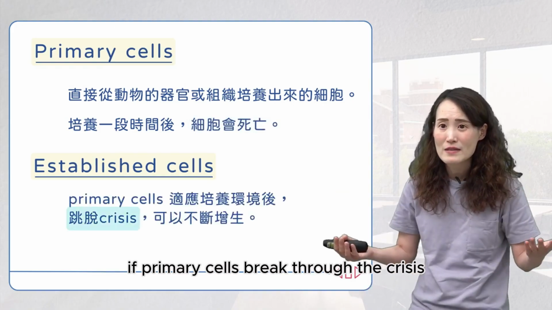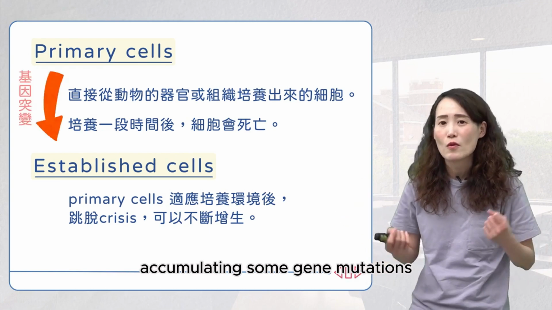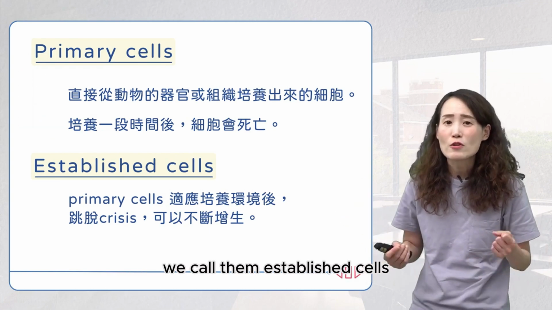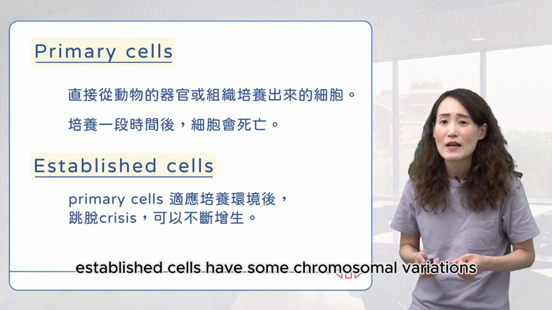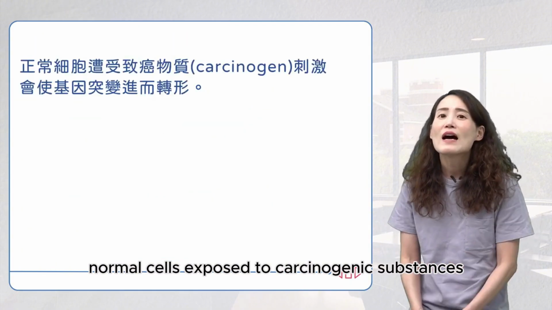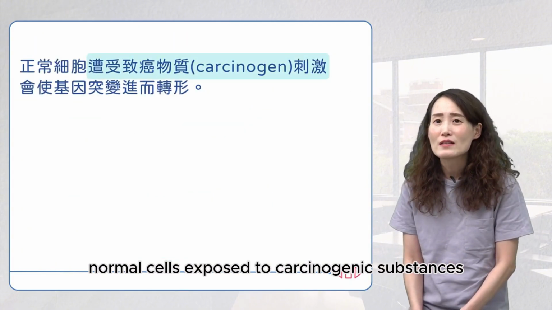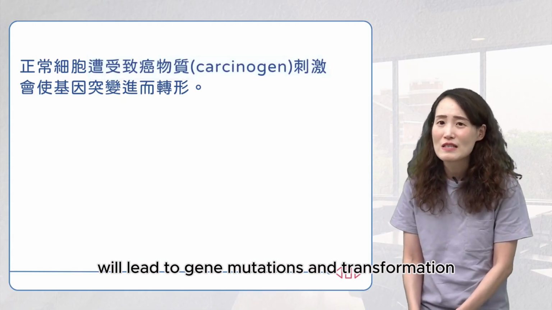If primary cells break through the crisis, accumulating some gene mutations, we call them established cells. Typically, established cells have some chromosomal variations. Normal cells exposed to carcinogenic substances will lead to gene mutations and transformation.